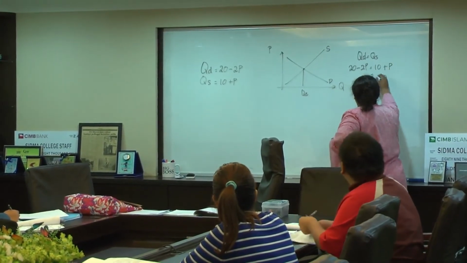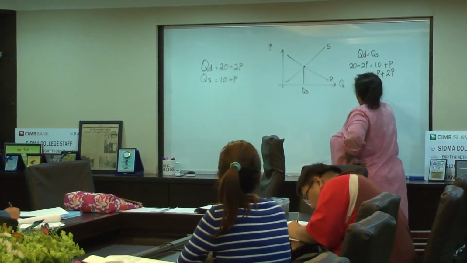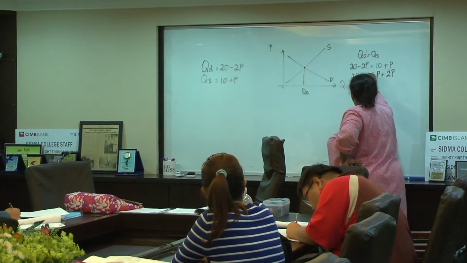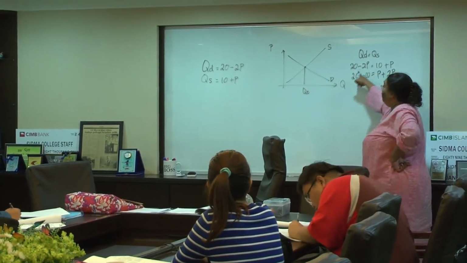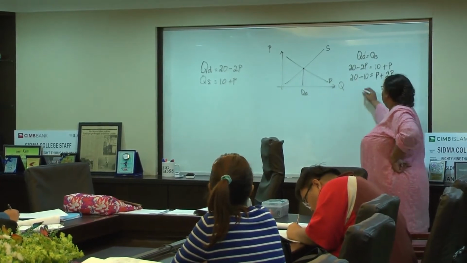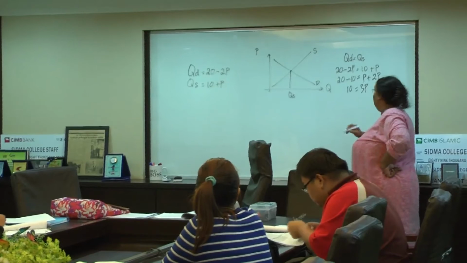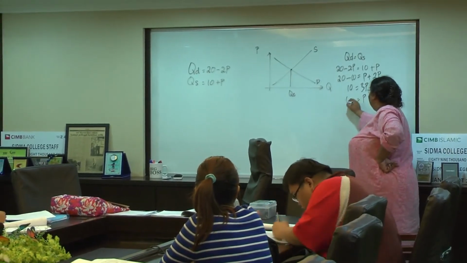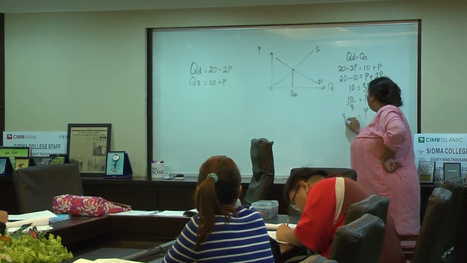2P is shifted over here, you get P plus 2P. And then 20 minus 10. You know how you get this, right? Positive 10, you bring it over here, negative 10. So 10 is equal to how many P? 3 P's. How much is 1 P? 10 divided by 3. So the equilibrium price is 3.33.